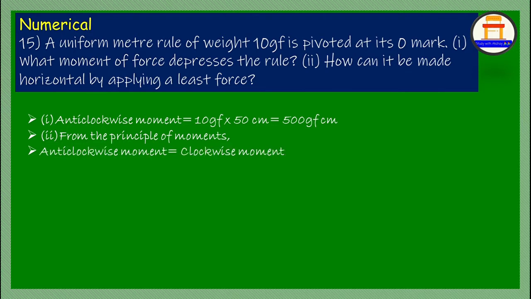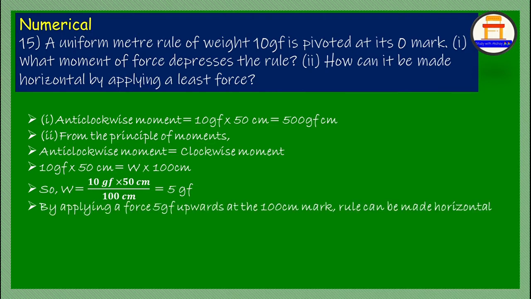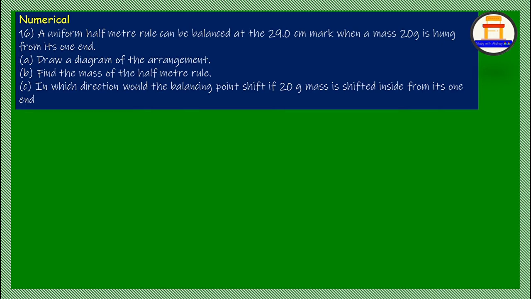From the principle of moments, anticlockwise moments is equal to clockwise moments. I have told you this a thousand times, right? So again the same equation, we will equate them, and we'll get W as 5 gf. There is no confusion, right? The least force will be 5 gf. By applying a force of 5 gf upwards at the 100 centimeter mark, the rule can be made horizontal, right? That's what I told you. Next question, the 16th one.